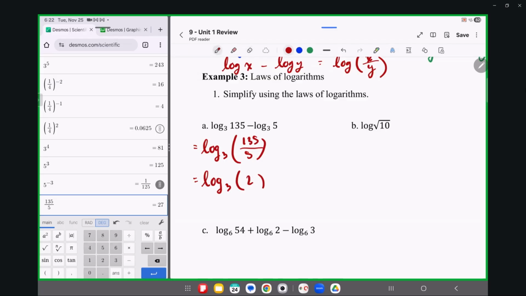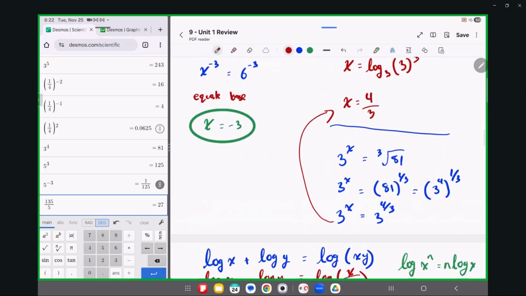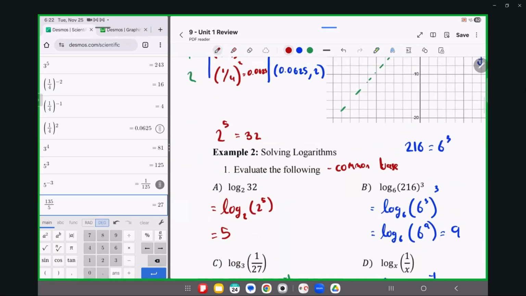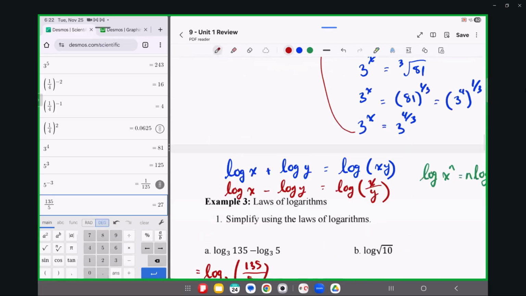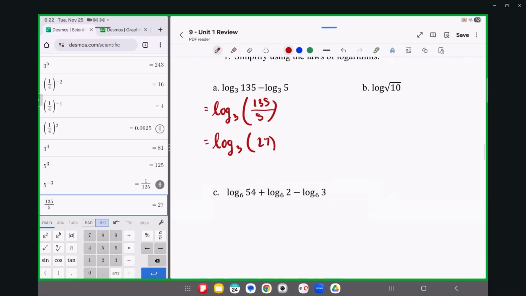And we've actually answered this question already, I believe, the 27 from earlier. But 27 is the same thing as 3 to the power of 3. So this will be log base 3 of 3 to the power of 3, which will just be 3. A lot of 3's, but not so bad.